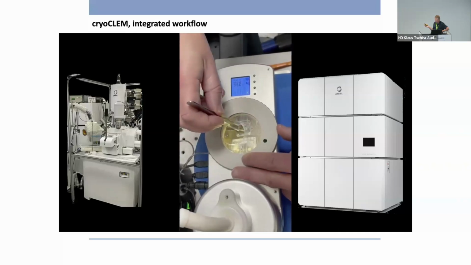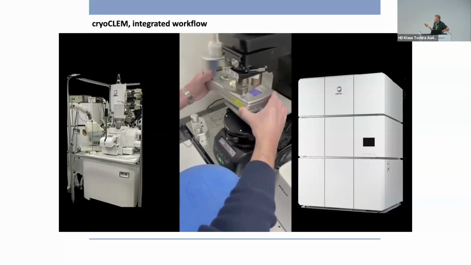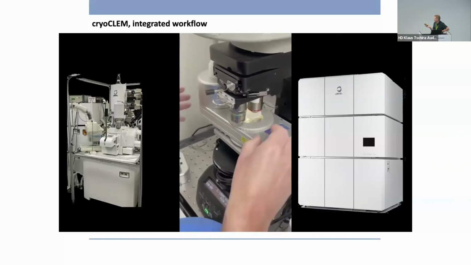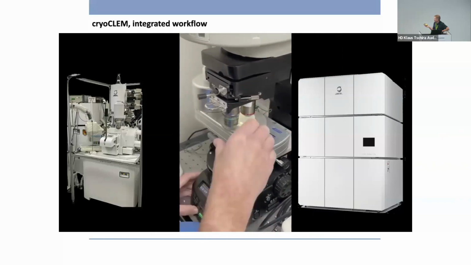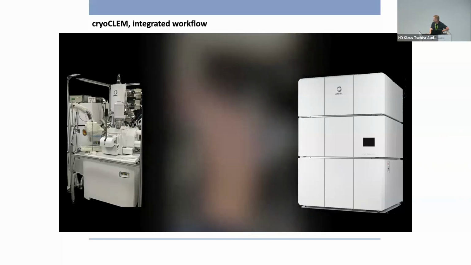And then from there, this stage is mounted onto the light microscope, epifluorescent microscope, and essentially, so long as it's an upright configuration, any light microscope or epifluorescent microscope would be suitable for this process. And then the sample will be viewed and imaged and areas of interest identified for lamella production.